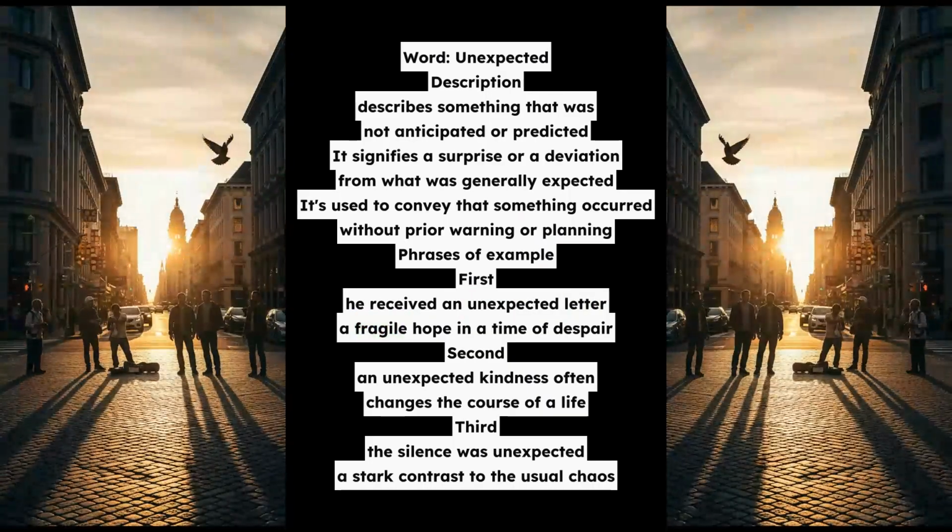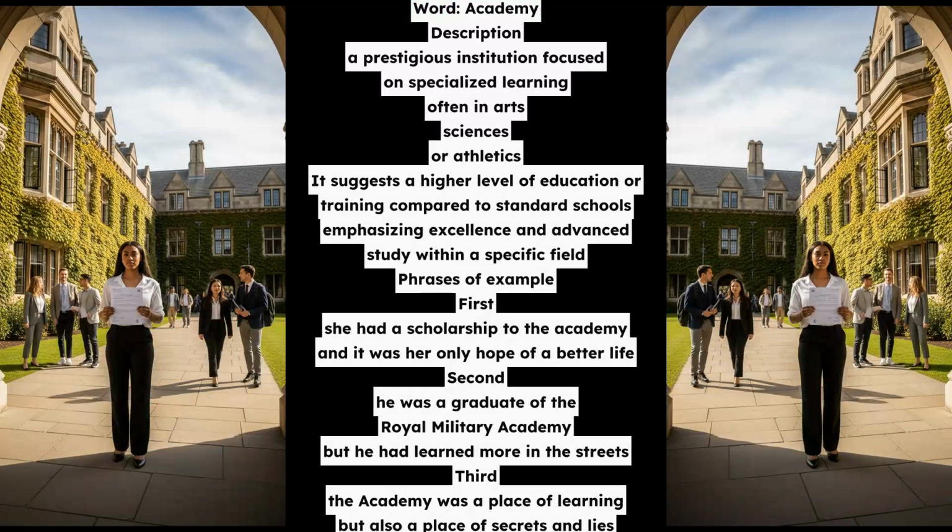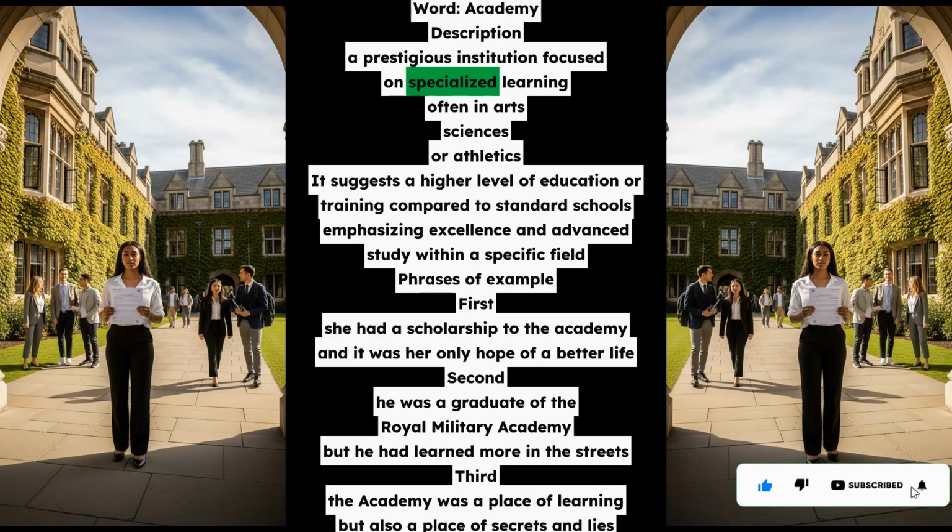Word: academy. Description: a prestigious institution focused on specialized learning, often in arts, sciences, or athletics. It suggests a higher level of education or training compared to standard schools, emphasizing excellence and advanced study within a specific field.